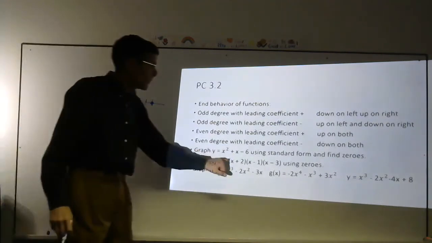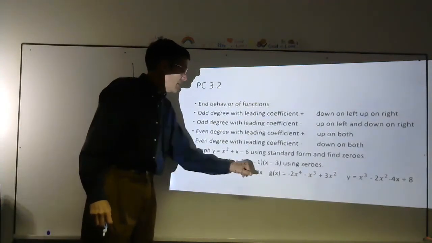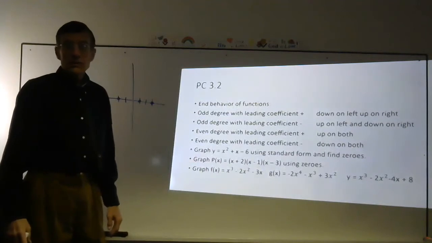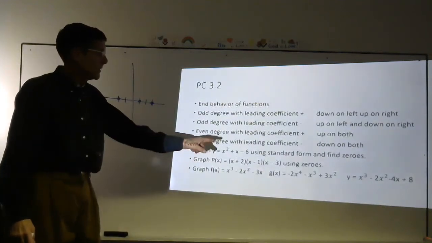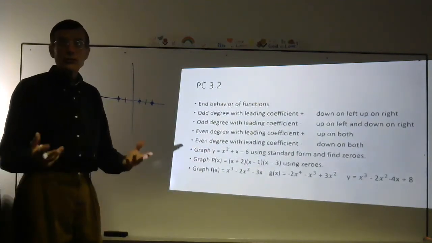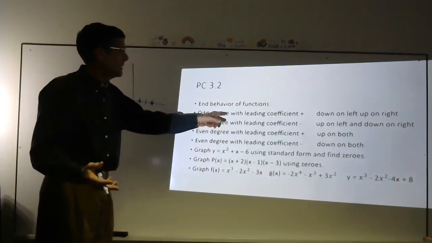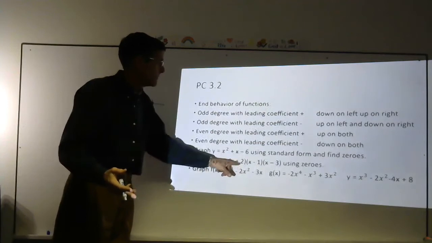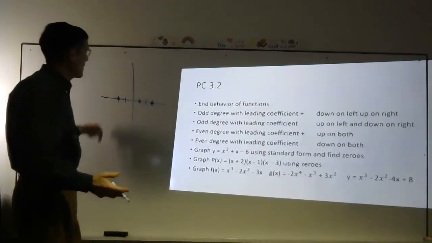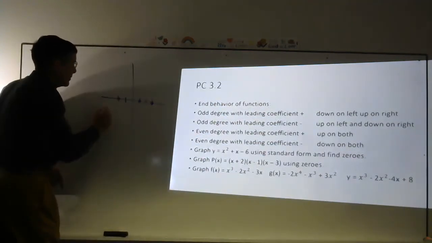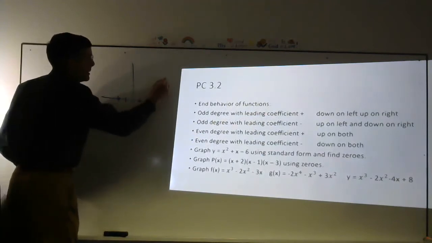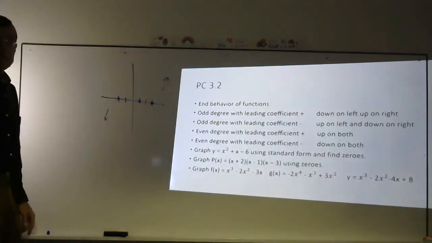Now, if you were to multiply this out, wouldn't it be an x cubed? x times x times x? It would be an x cubed. And what's the end behavior of an odd degree with a positive leading coefficient, like x cubed? It's going to be down on the left, up on the right. So I know this thing has got to go down here, and it's got to go up there. Okay?